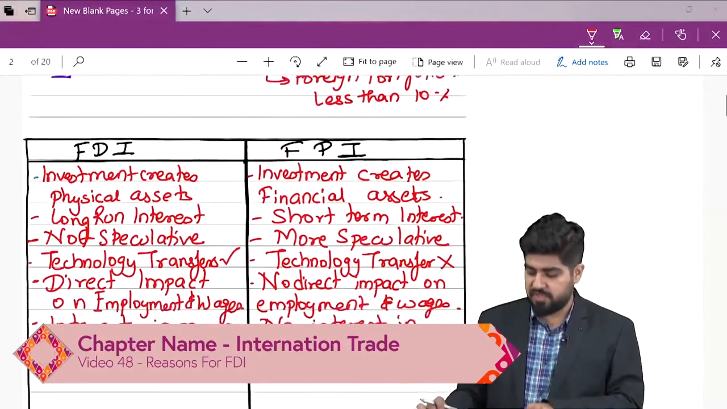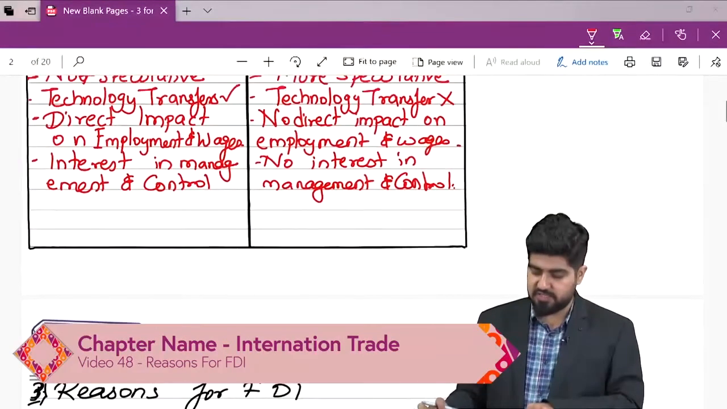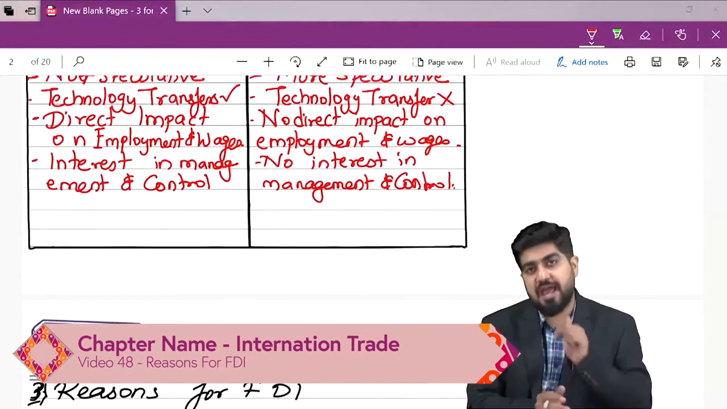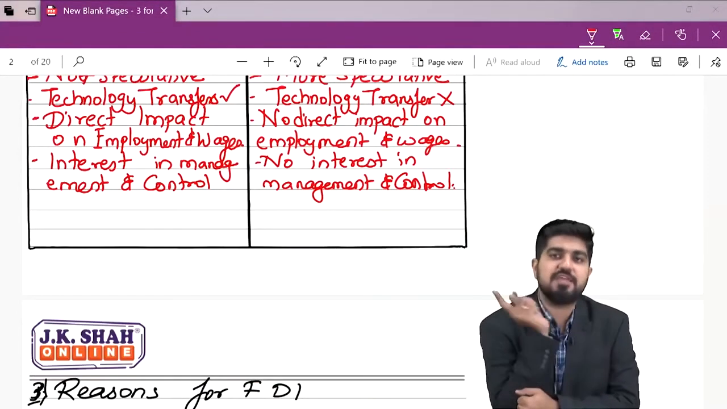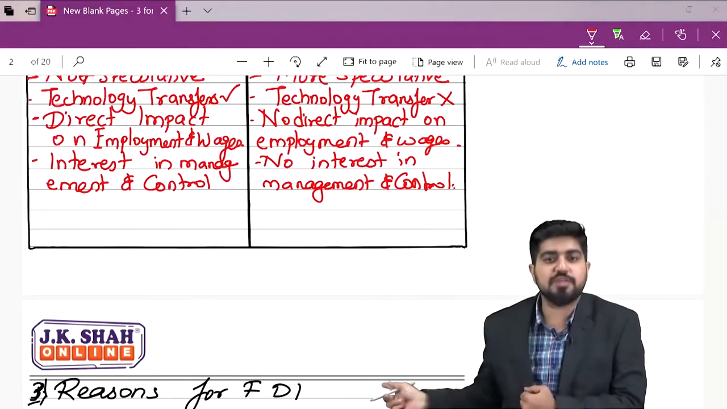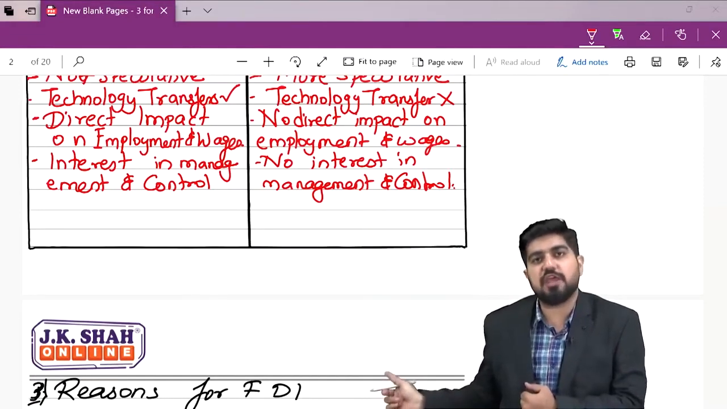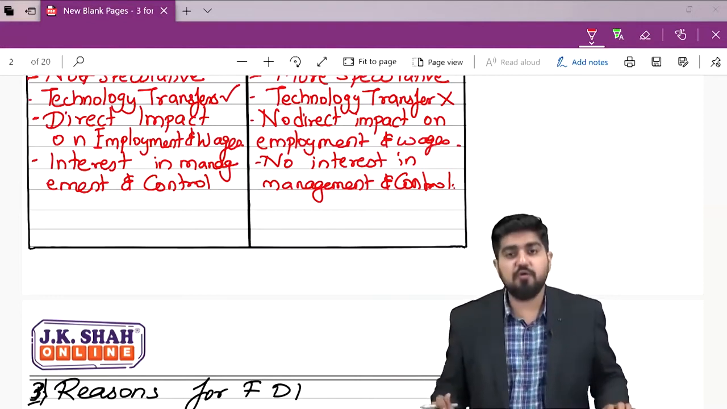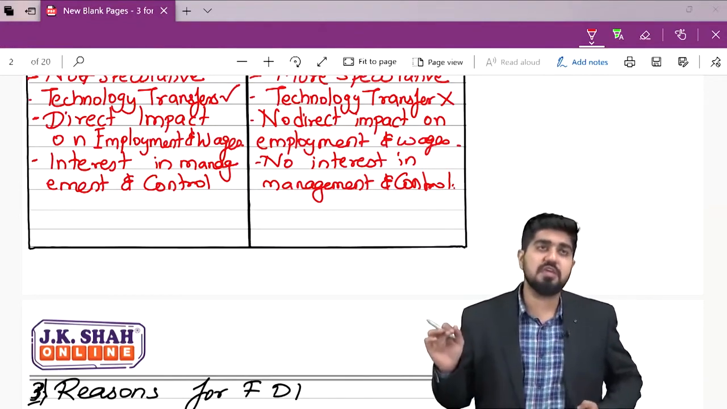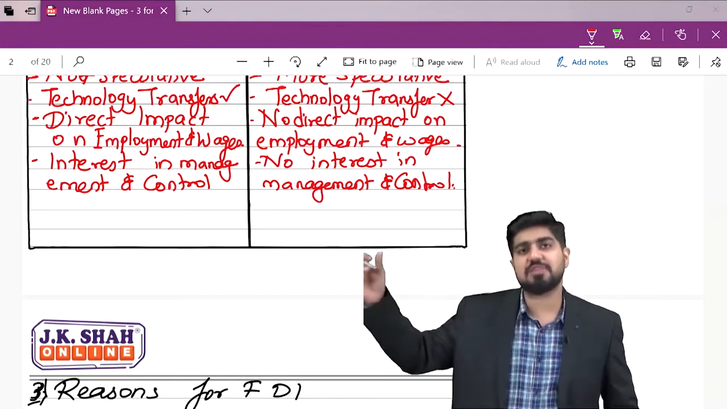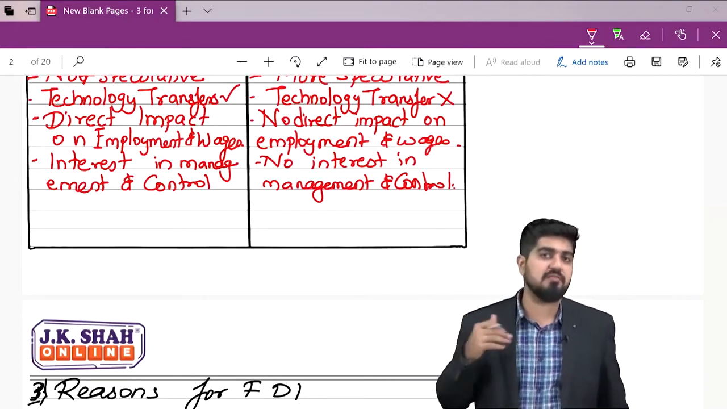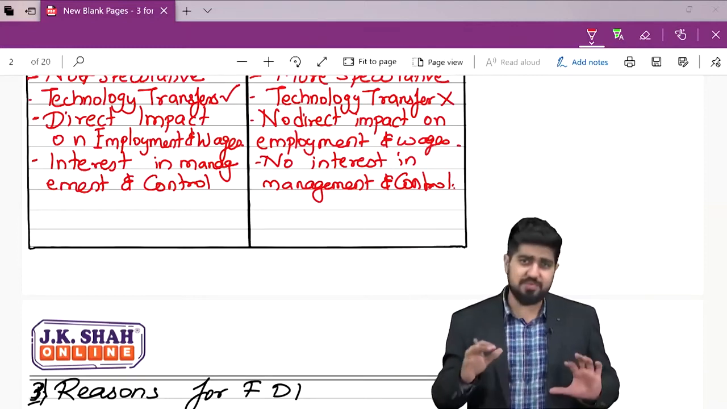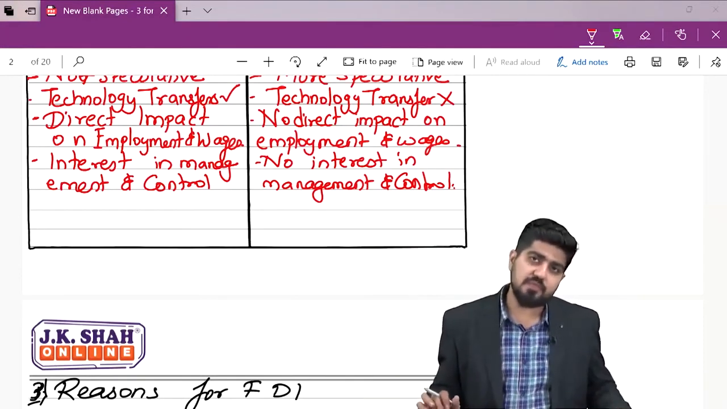Now the next topic that we are going to understand, as you can see here at the bottom of this page, reasons for FDI. Now look at this point. Reasons for FDI, friends. What are the reasons? Why do we invest in some other country of the world? Why foreign investors are coming here and investing in our country? There must be some reasons, isn't it?